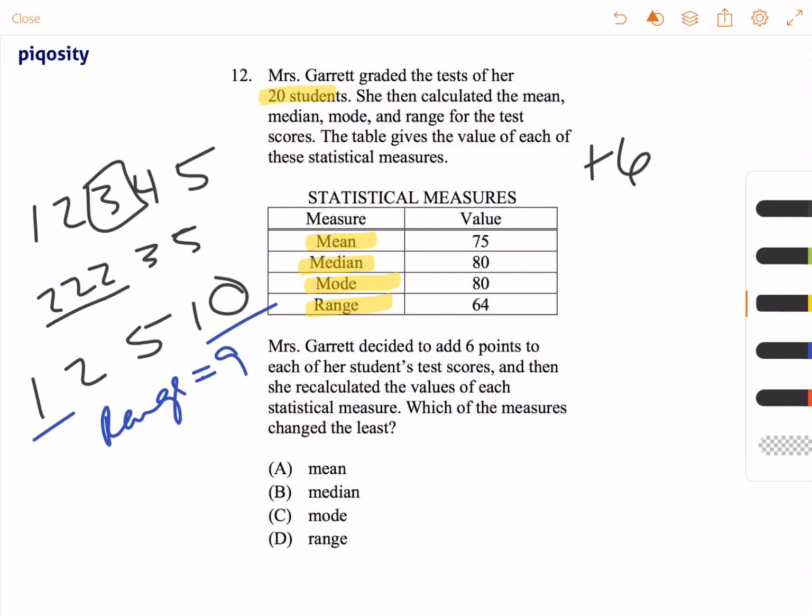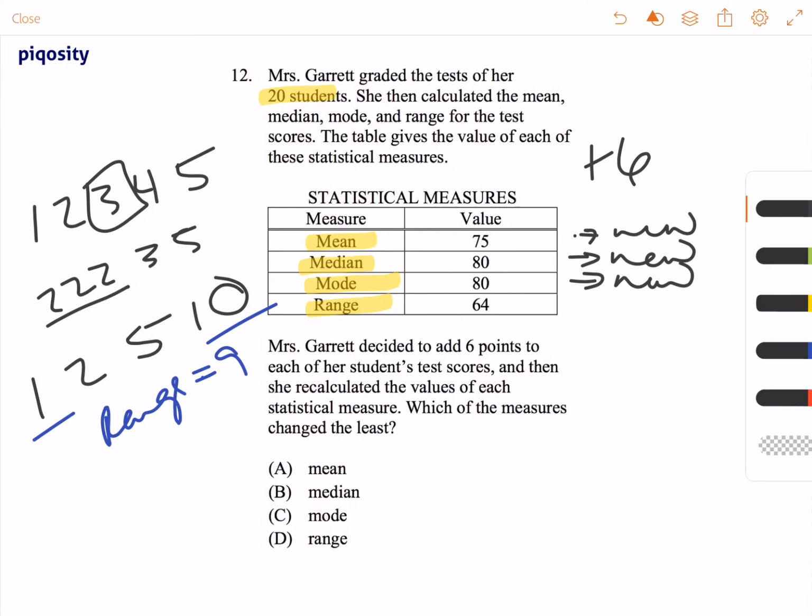This is why it's important for you to understand the definition for the mean, median, mode, and range. Since mean takes all of the values, you're going to have a different value. You're going to have a new average. For median, your middle number, it's also going to be changing. Mode, when you add 6, the number that was your mode is now 6 values higher, so that's also going to be new. Let's look at the range though.